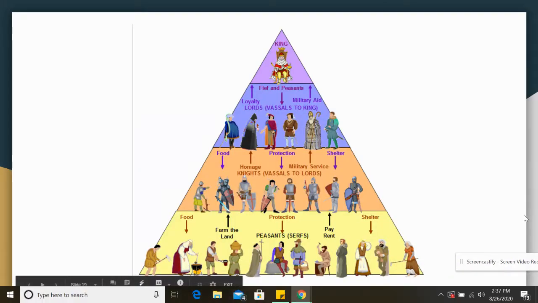And this right here is that pyramid that I was talking about. We're going to be referring to this throughout Unit 1. So at the very top, we see the king. Below the king, we have the lords. Lords are vassal to the king. Below the lords are the knights. They provide the military service. And they also protect the peasants who are on that bottom level. In exchange, the peasants farm the land and they also pay rent.